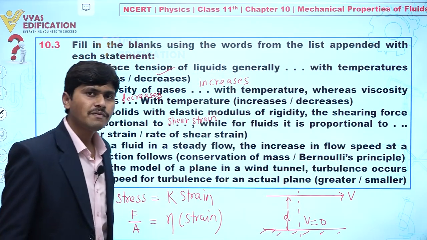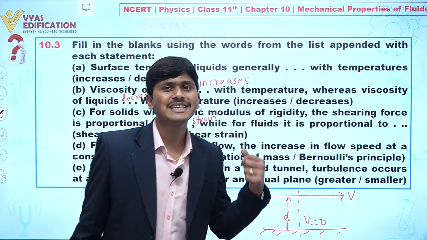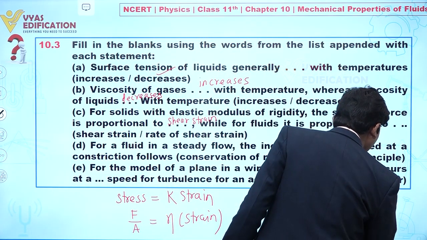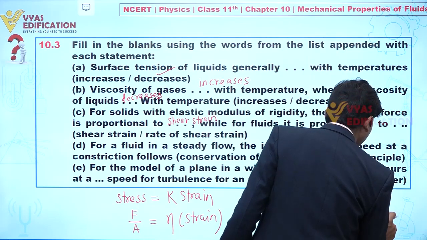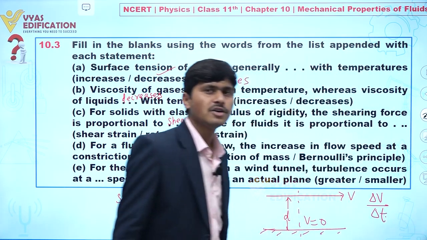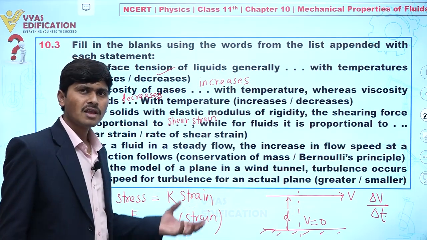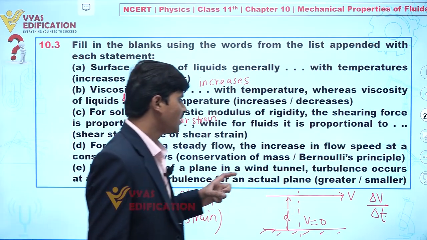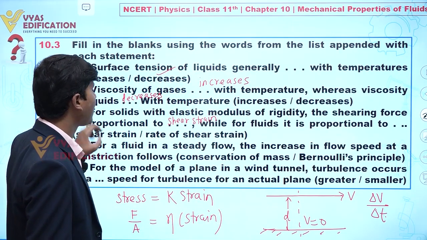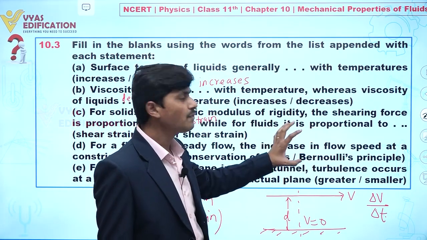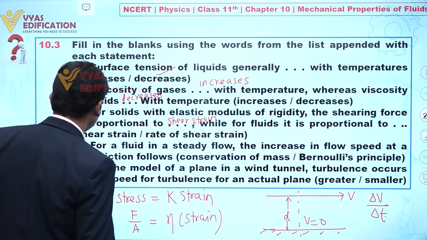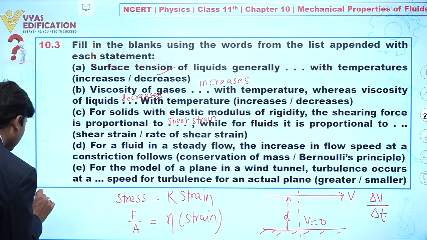So in fluids we define velocity gradient. We can say this is defined as delta v by delta t. Now the important part: how can we define shear force related to fluids? Definitely it is defined like this. I am just writing here.